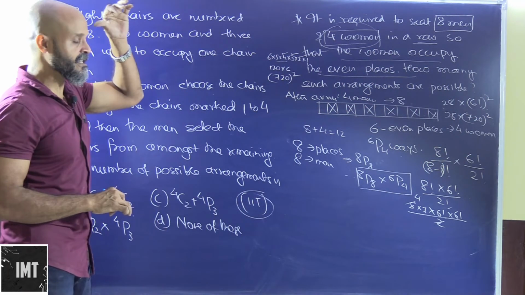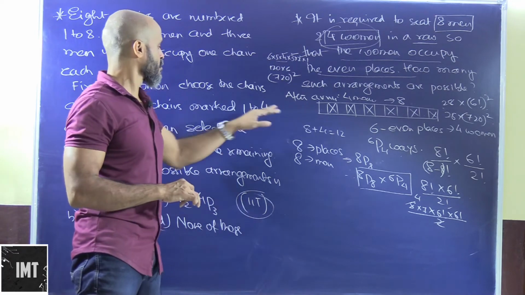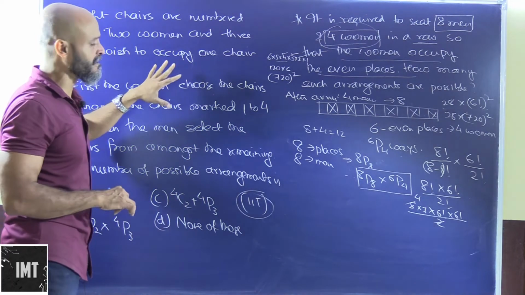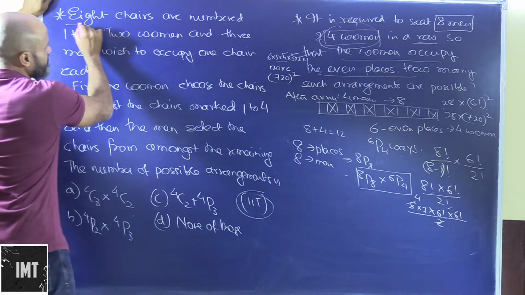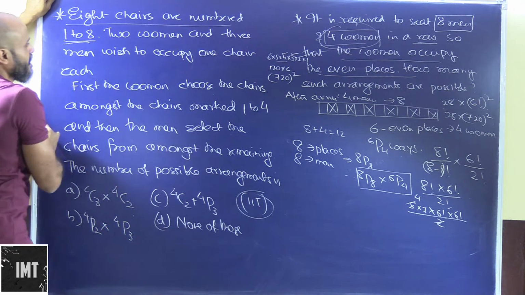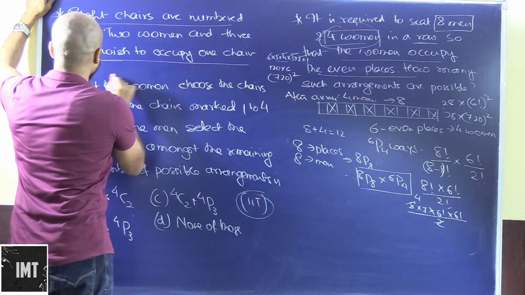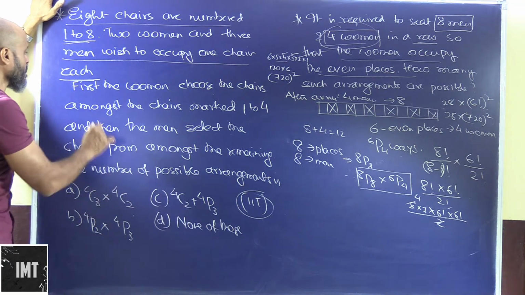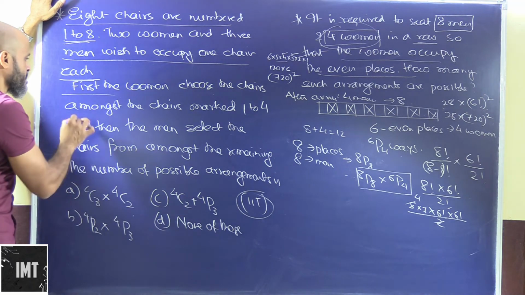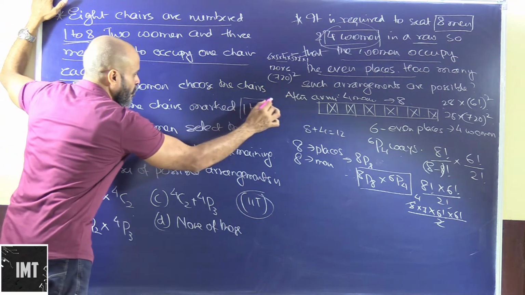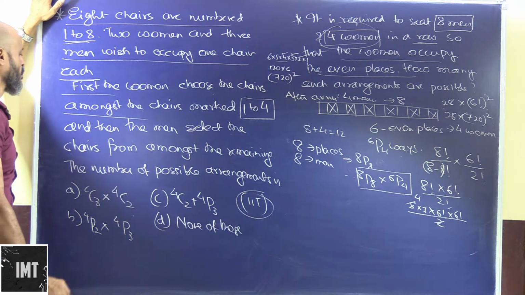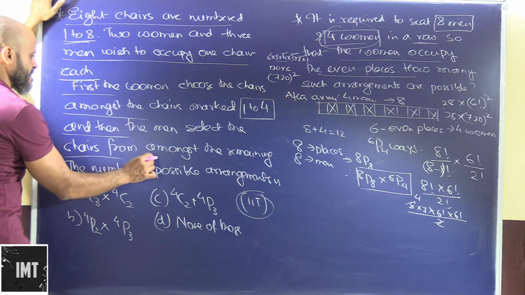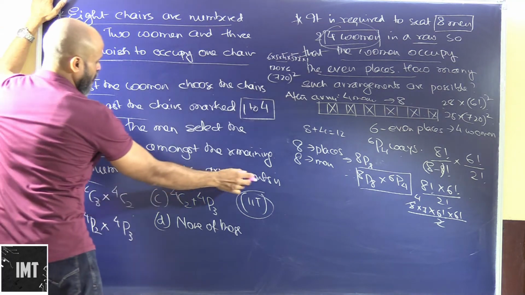We have to understand the basic concept out here. So almost the same pattern or sum out here. 8 chairs are numbered from 1 to 8. 2 women and 3 men wish to occupy 1 chair each. This is basically an old IIT problem. First, the women choose the chairs amongst the chairs marked 1 to 4, and then the men select the chairs amongst the remaining chairs. So the number of possible arrangements.